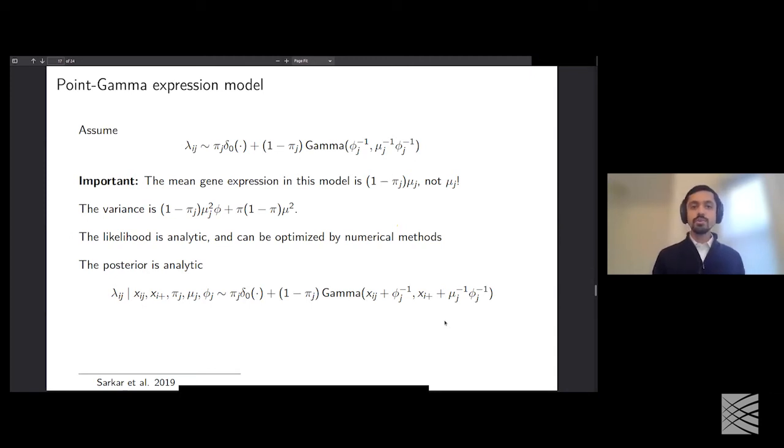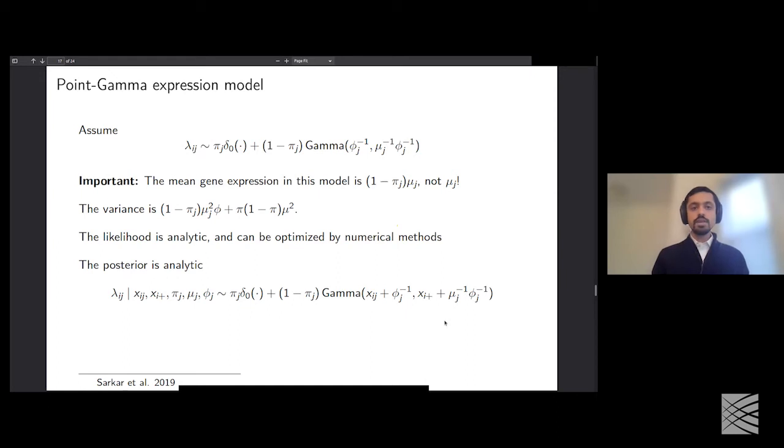But for this expression model, inference is still convenient. We still have a large history of numerical methods to fit these kinds of models to count data. But one important point about interpretation now is that the mean gene expression in this model is 1 minus pi, 1 minus the fraction on zero, multiplied by mu, the mean of the non-zero portion. This is very important to keep in mind, because if you combine this point gamma expression model with a Poisson measurement model, what you will get out is a zero inflated negative binomial observation model. And in the literature, there have been several zero inflated negative binomial observation models proposed to analyze the data.